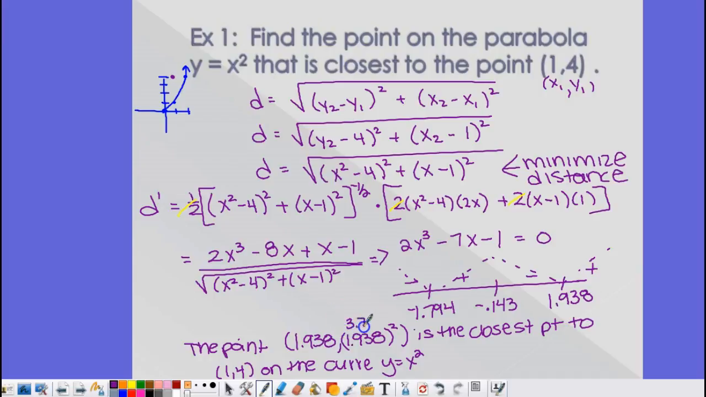This is 3.755. So again, logically, if you squared this number, it would still be a positive number. And it would be close, but we're talking comparing this point to a point way over there. Clearly, that's the smaller distance.